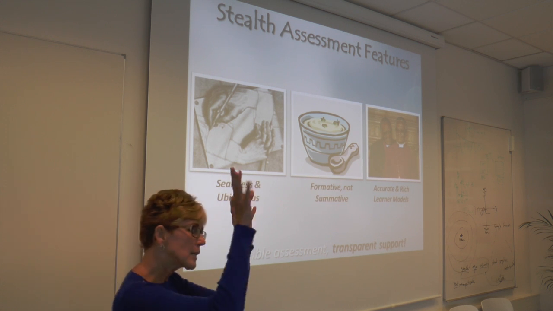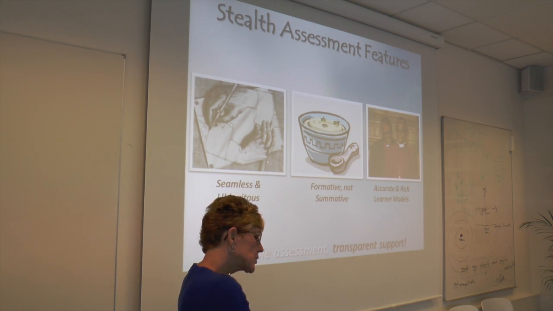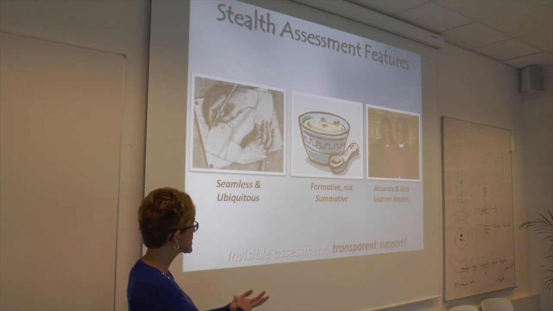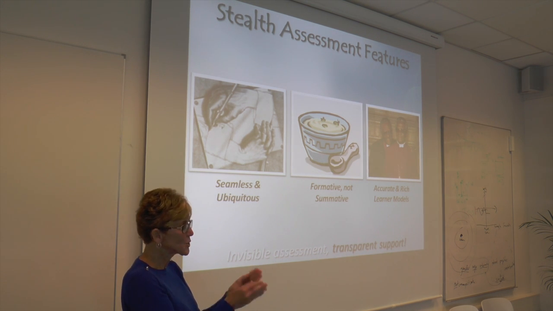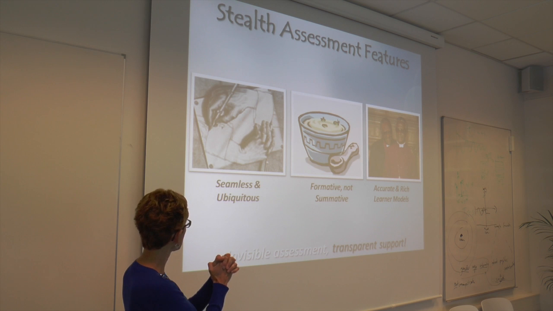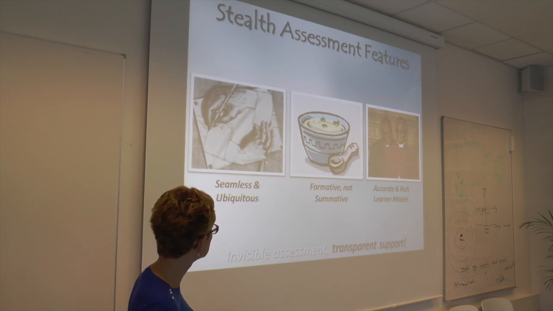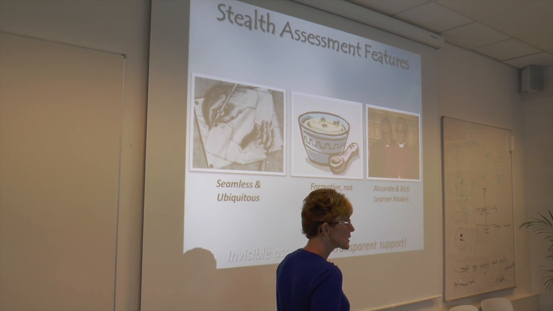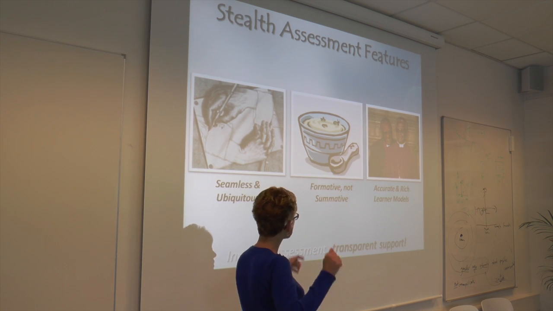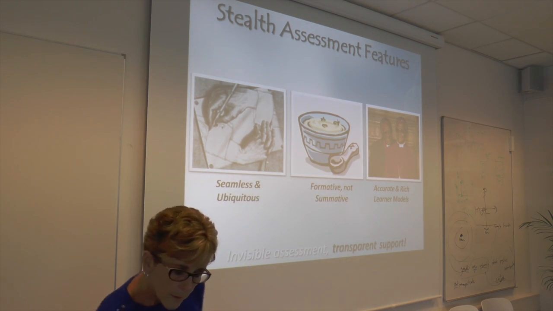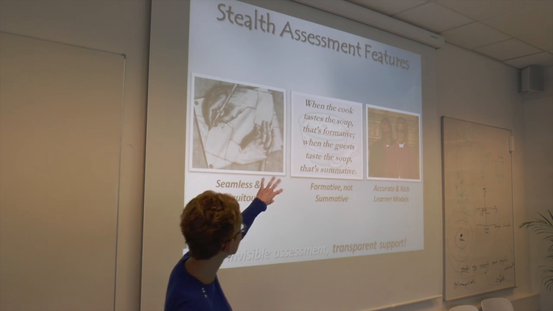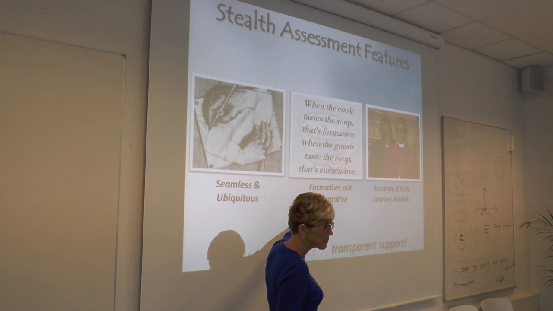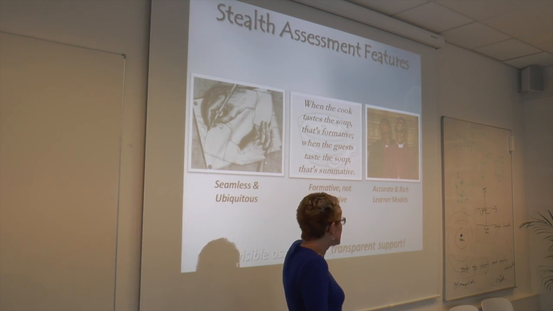And by seamless, I mean that the stealth assessment code is written directly in the fabric of the game itself, so that it's invisible, and the distinction between learning and assessment is completely blurred. Ubiquitous means it's ongoing. It's intended to be formative, not summative, so it's intended to support learning and not serve as judge and jury. I think I have a quote here that's helpful. This is a distinction between formative and summative assessment. It can be used for summative purposes, but why?